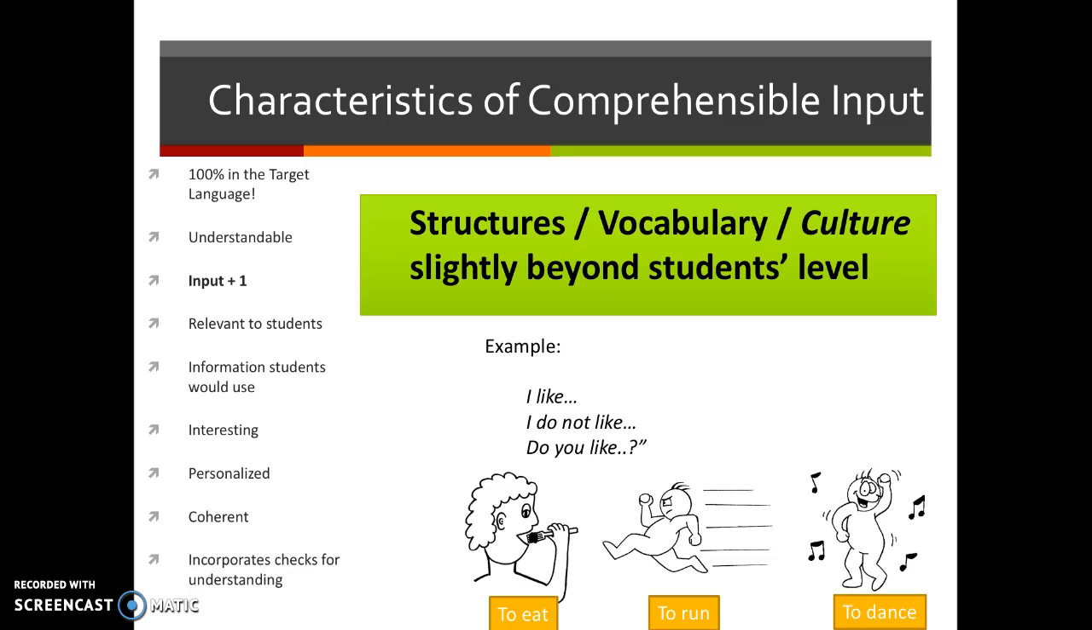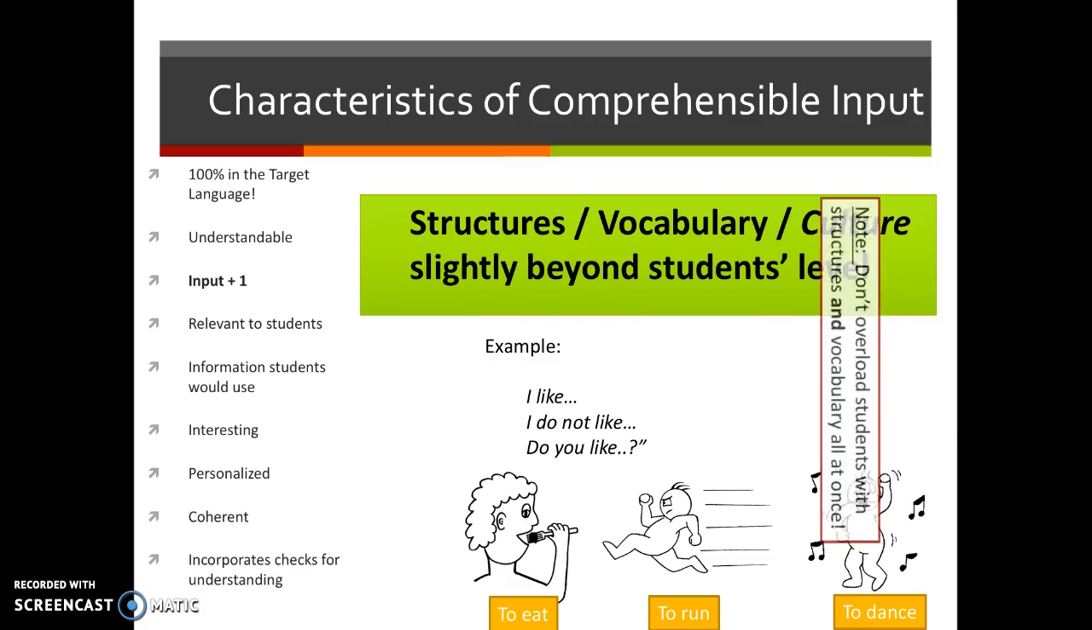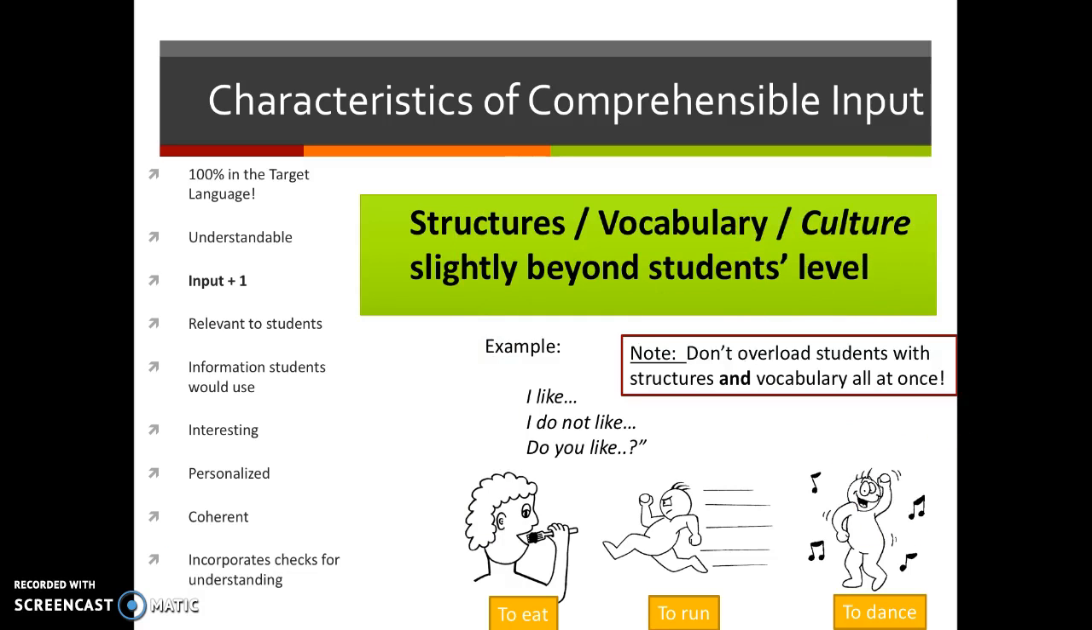One more thing to note is that you do not want to overload your students with structures and vocabulary all at once with new content if you can avoid it. Introduce a new structure one day, and then introduce new vocabulary another day, or vice versa. Just keep in mind the saturation point.